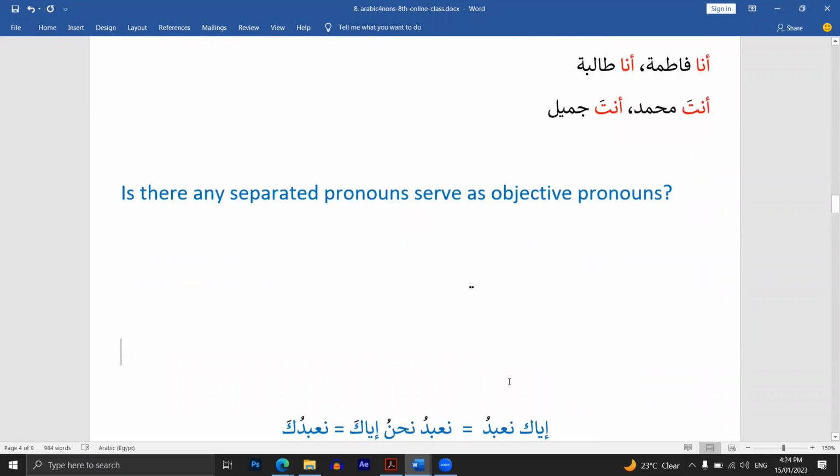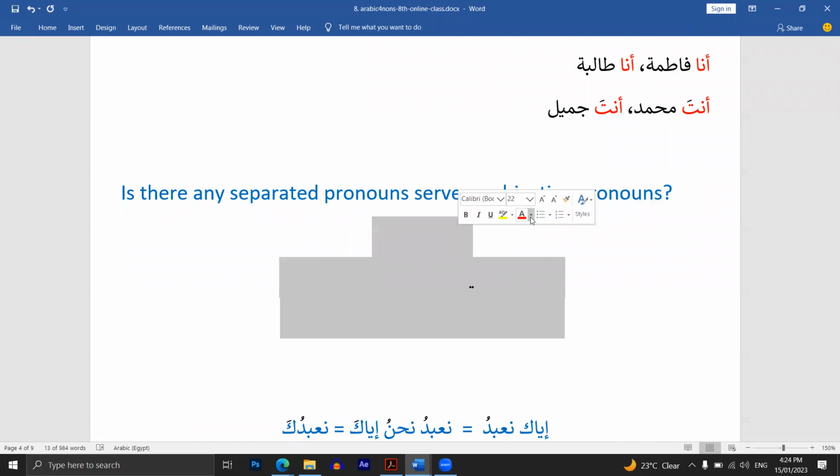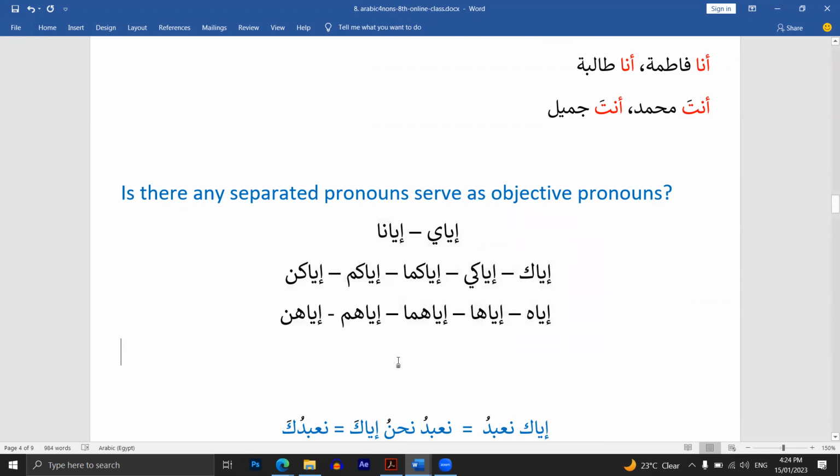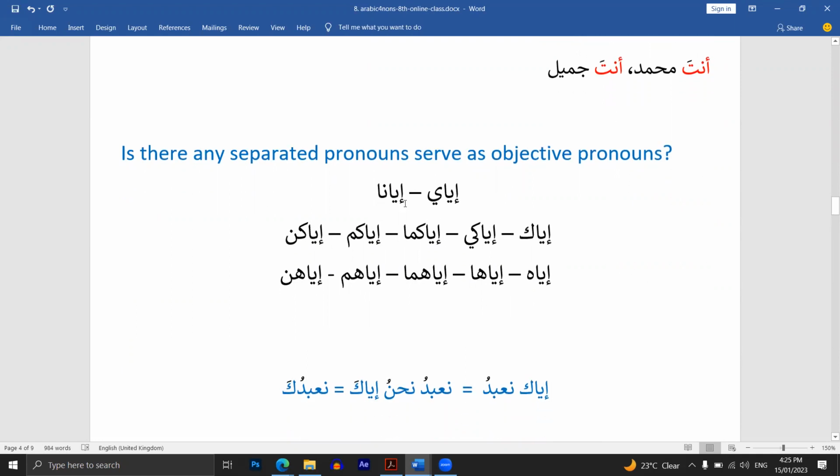Yes, we have, in Arabic, but we don't see them many times because they are hardly seen. They are not frequent. They are not as famous as the other separated pronouns. Iyaya, iyana, till the end.